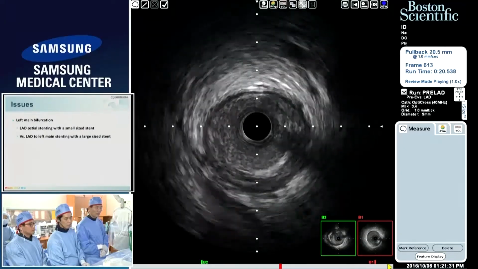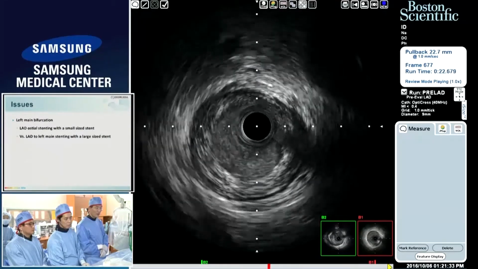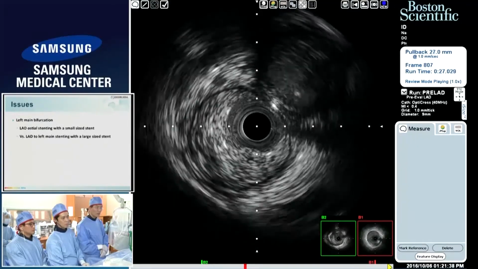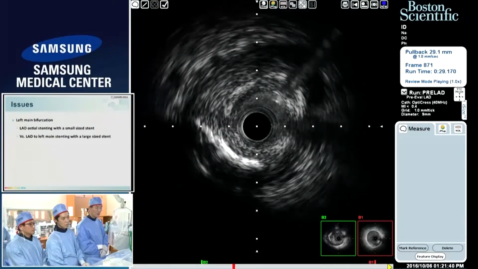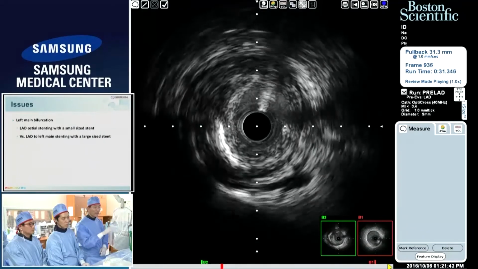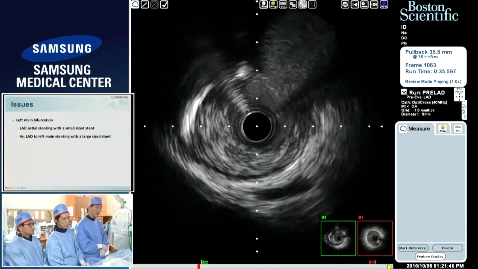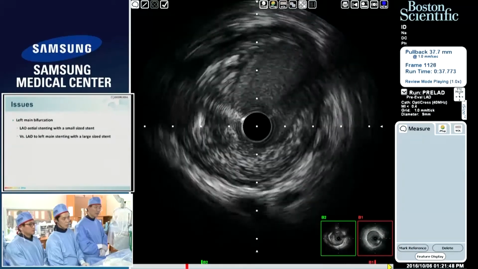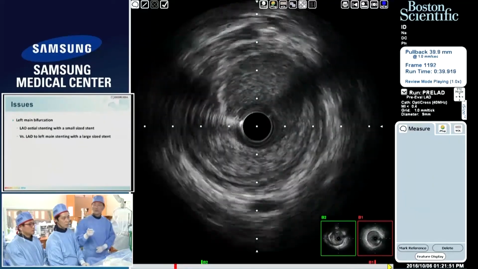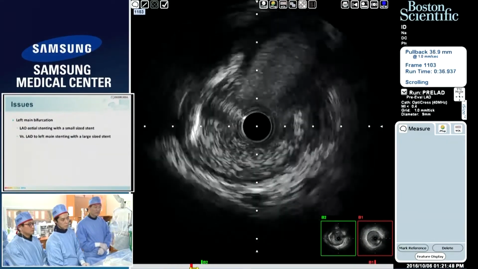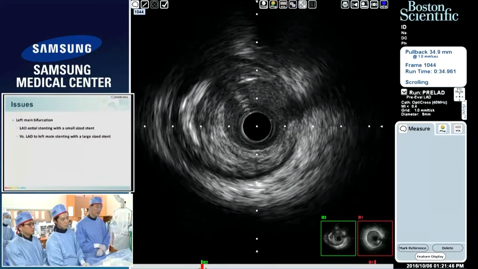So about 30 to 40% stenosis. The diagonal comes from the 2 o'clock. So this is the most severely diseased portion. Vessel size is 4.5, and the lumen is less than 3. This is the ostium of the LAD. Just stop the IVUS at the LAD ostium. Yeah, this is the LAD ostium.